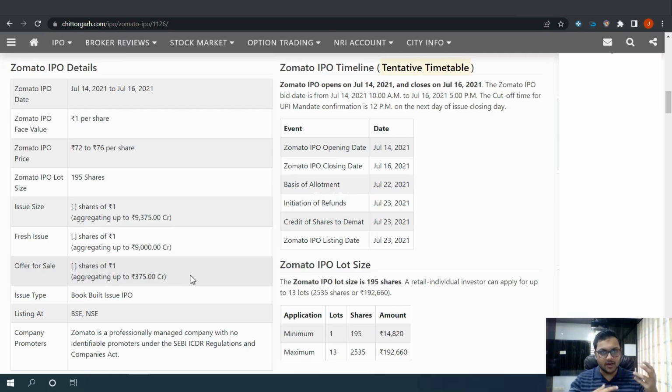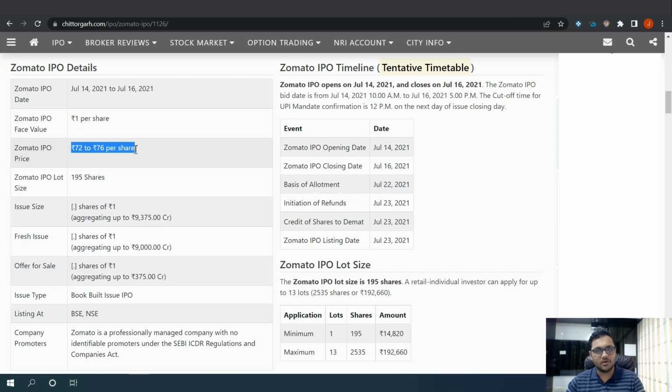So the answer to why lies in this one thing which is known as book built issue. Now there are two types first of all. Here you see a price range, so they are giving you a range to apply for, whether you want to buy at 72, 73, 74, 76, right? Another is a fixed price. Generally all the IPOs which you see nowadays are book build type issues, but let's also understand what is fixed price.